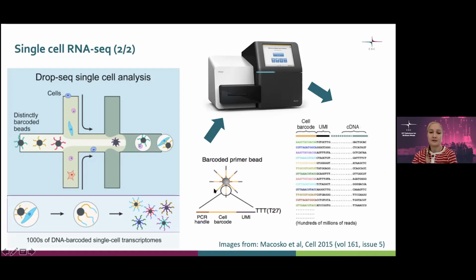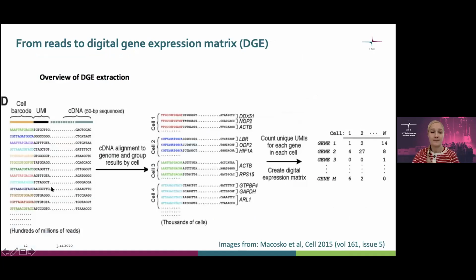So each cell will attach to one of these beads, or the molecules from that cell. And then when you sequence the whole thing, all the cells within these beads, you get this kind of data. For each read, you get a cell barcode and the unique molecular identifier, and then on the other read attached to this one, you get the actual RNA sequence. And this kind of reads, you get hundreds of millions from your sample. This is usually in the FASTQ format.